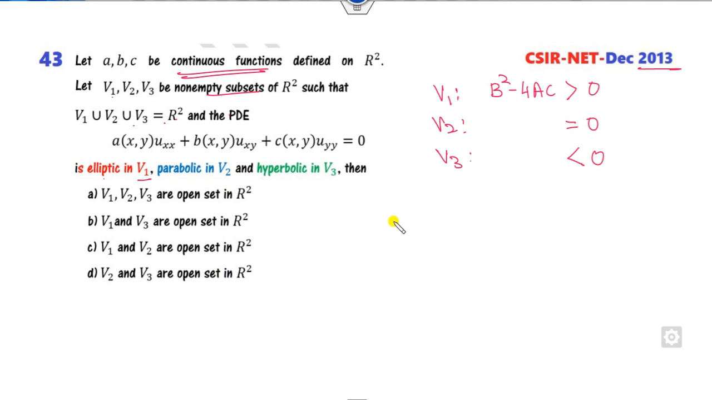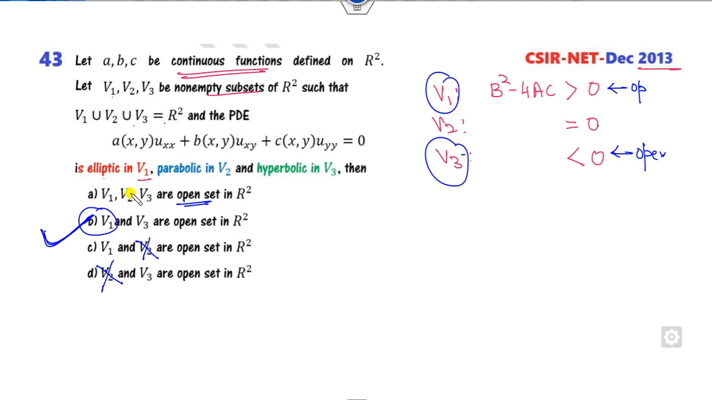I think there is no need to solve the problem. What are the open sets? This is an open set. This is not an open set. This is an open set because equality is not there. So V1 and V3 are open sets. V2 is not open. So the right answer is B.